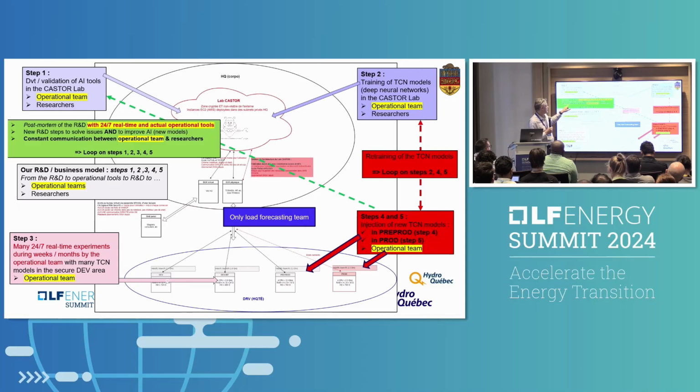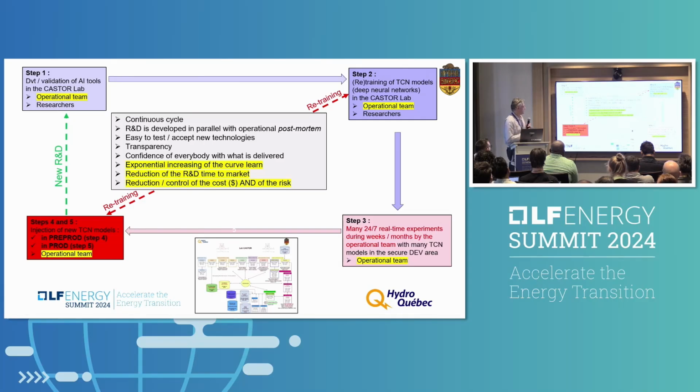And there is constant communication between operational tools, team, and researchers, as you see. In each step, the operational team is present. So this is a continuous cycle. R&D is developed in parallel with operational postmortem. This is easy to test, accept new technologies for everybody. So this is the change management. It's very important. There is transparency of our results. I will show you also that. Everybody is confident with what is delivered.